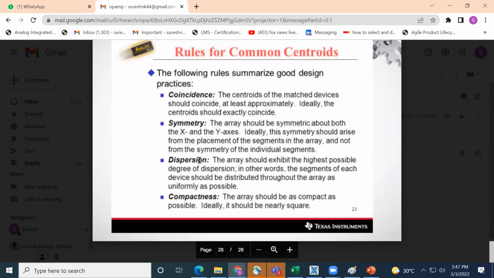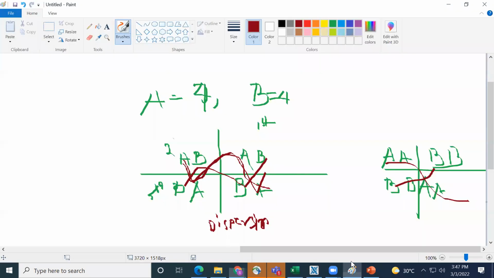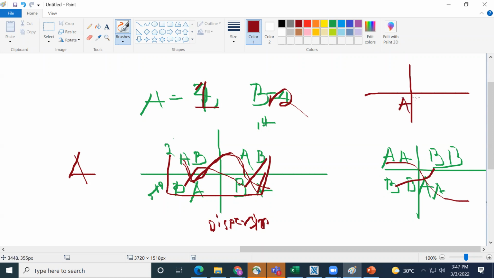Okay, so you have 4 points: coincidence, symmetry, dispersion, compactness. Compactness means it should be square or rectangular. Don't keep, suppose, A equal to 1 and B equal to 2. This is not in the proper form. If A equal to 1, you keep B like this, but the remaining part is blank, so you have to add a dummy. The dummy length should be the same as A. So you have to make it compact, either rectangular or square.